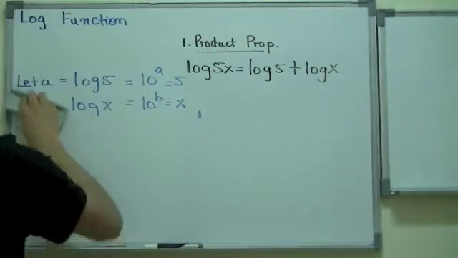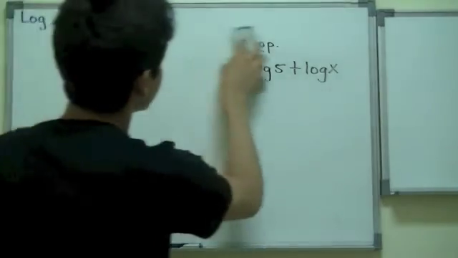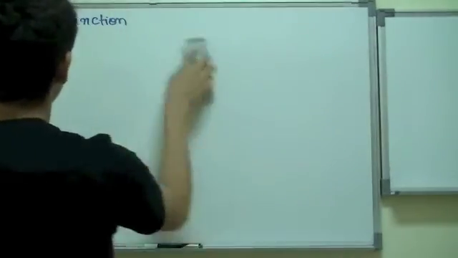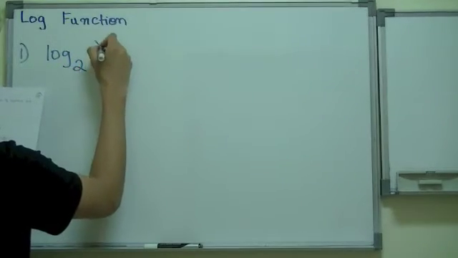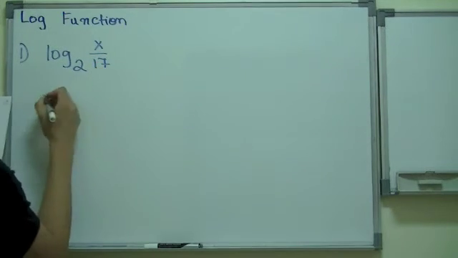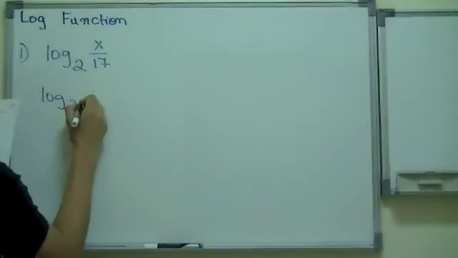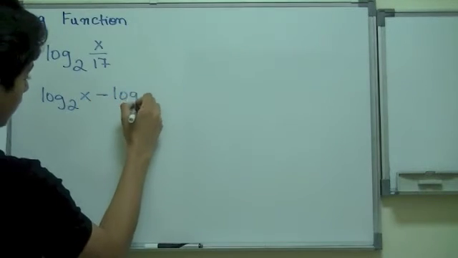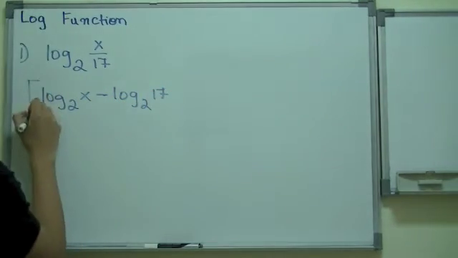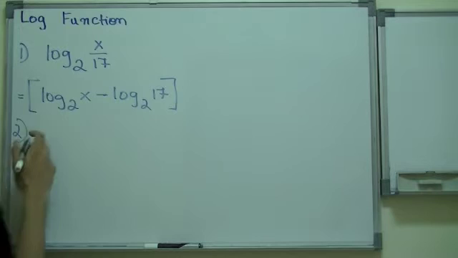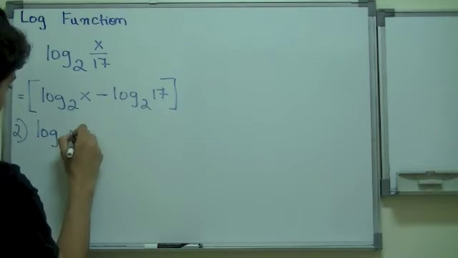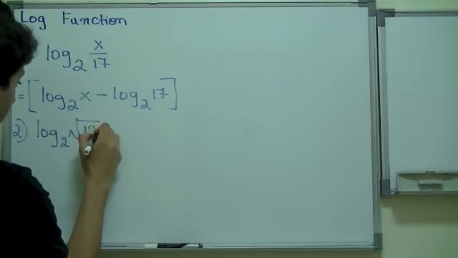Let's take a few examples right now. So now you'll take a few examples and try to involve those properties in the examples that you're using. Okay, so the first one is, what if you have log base 2 of x over 17? Well, that would basically mean log base 2 of x minus log base 2 of 17. Easy as that. Nothing hard. Second, what if you have log base 2 of radical 8?